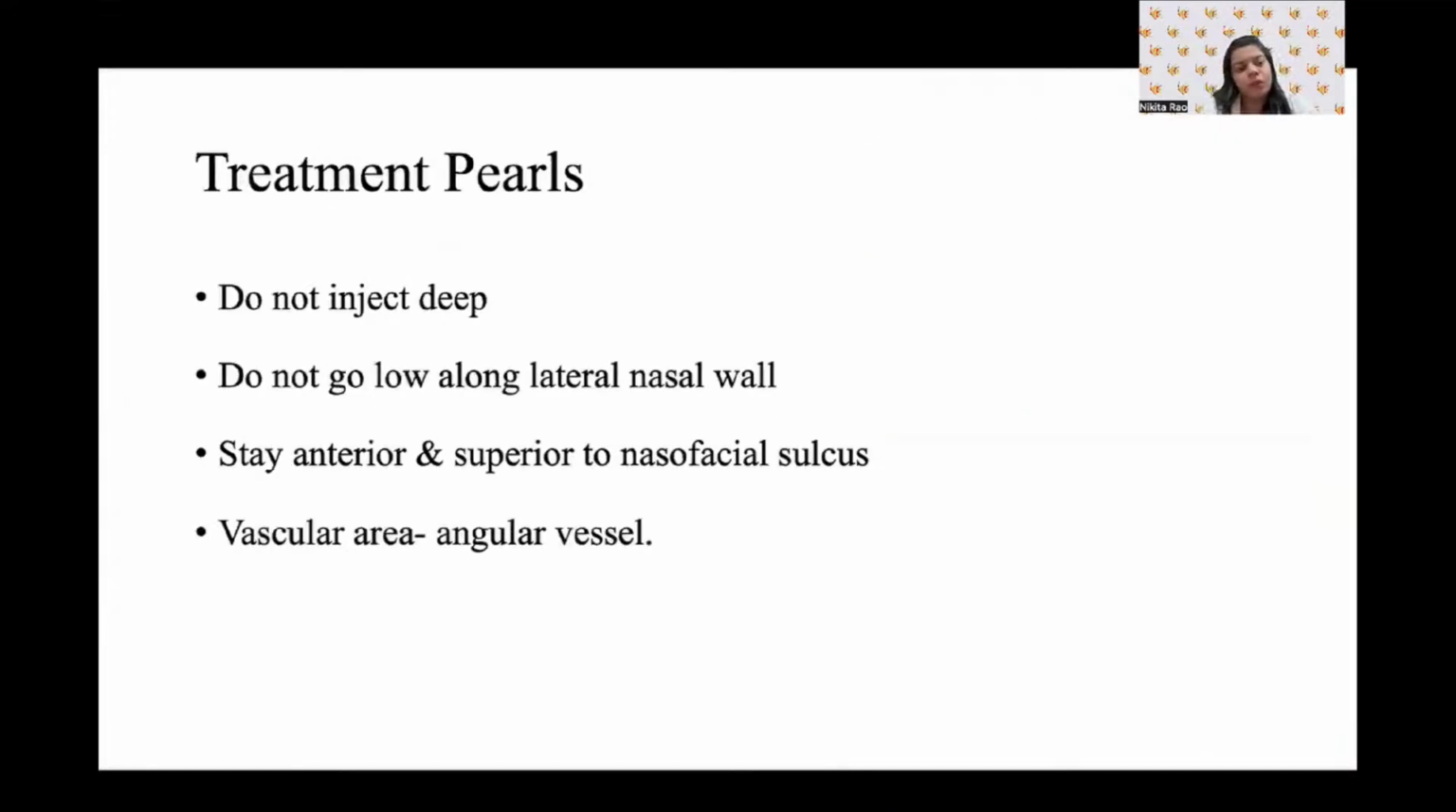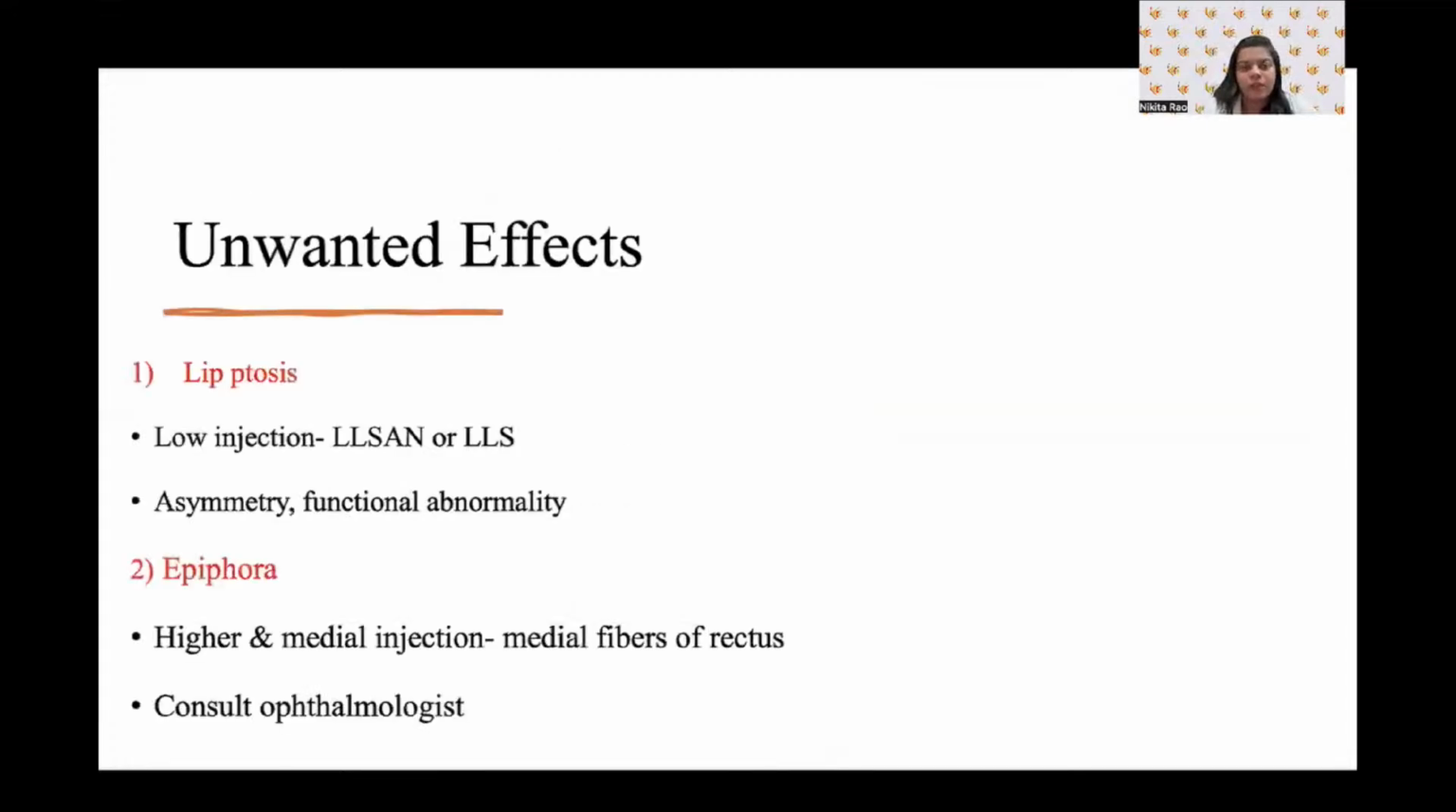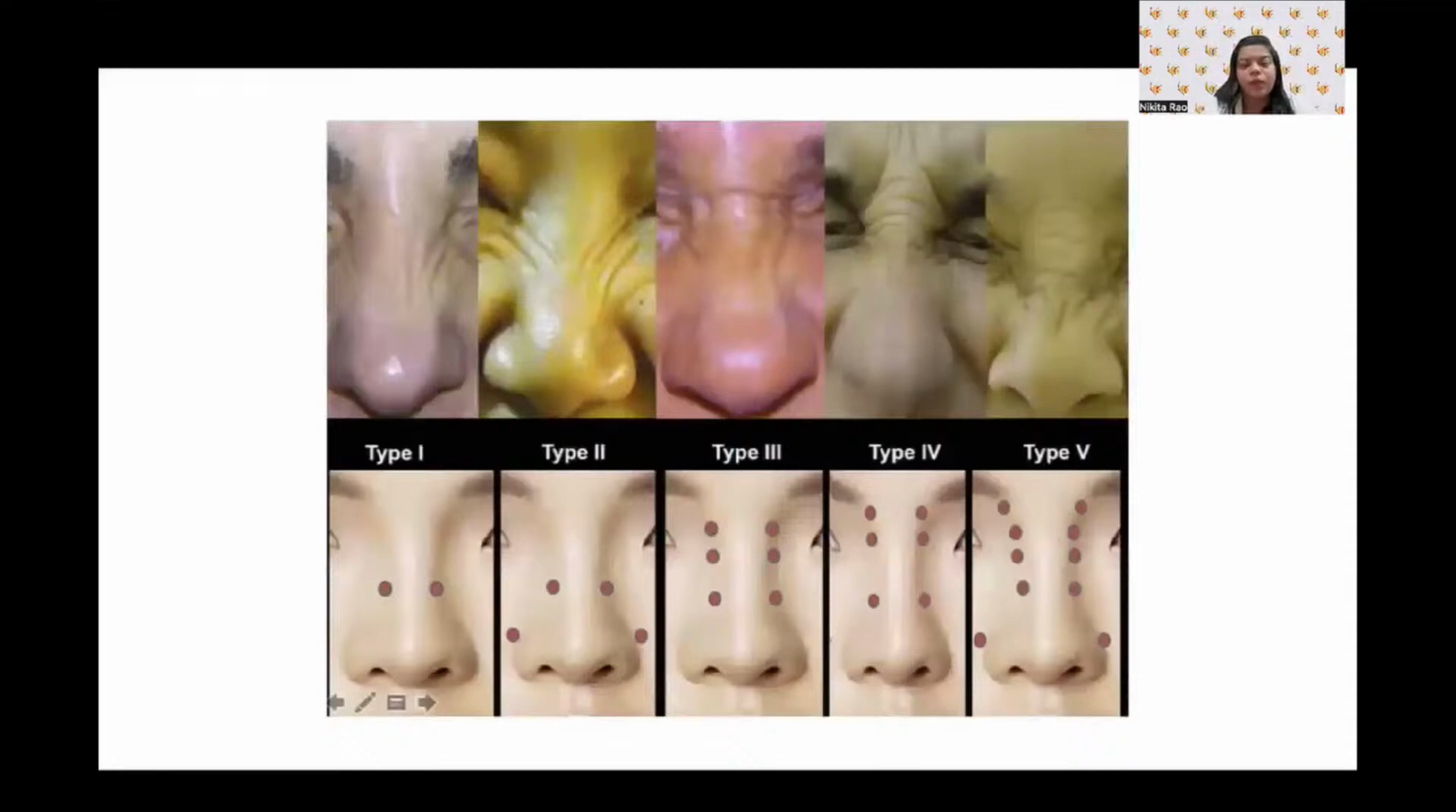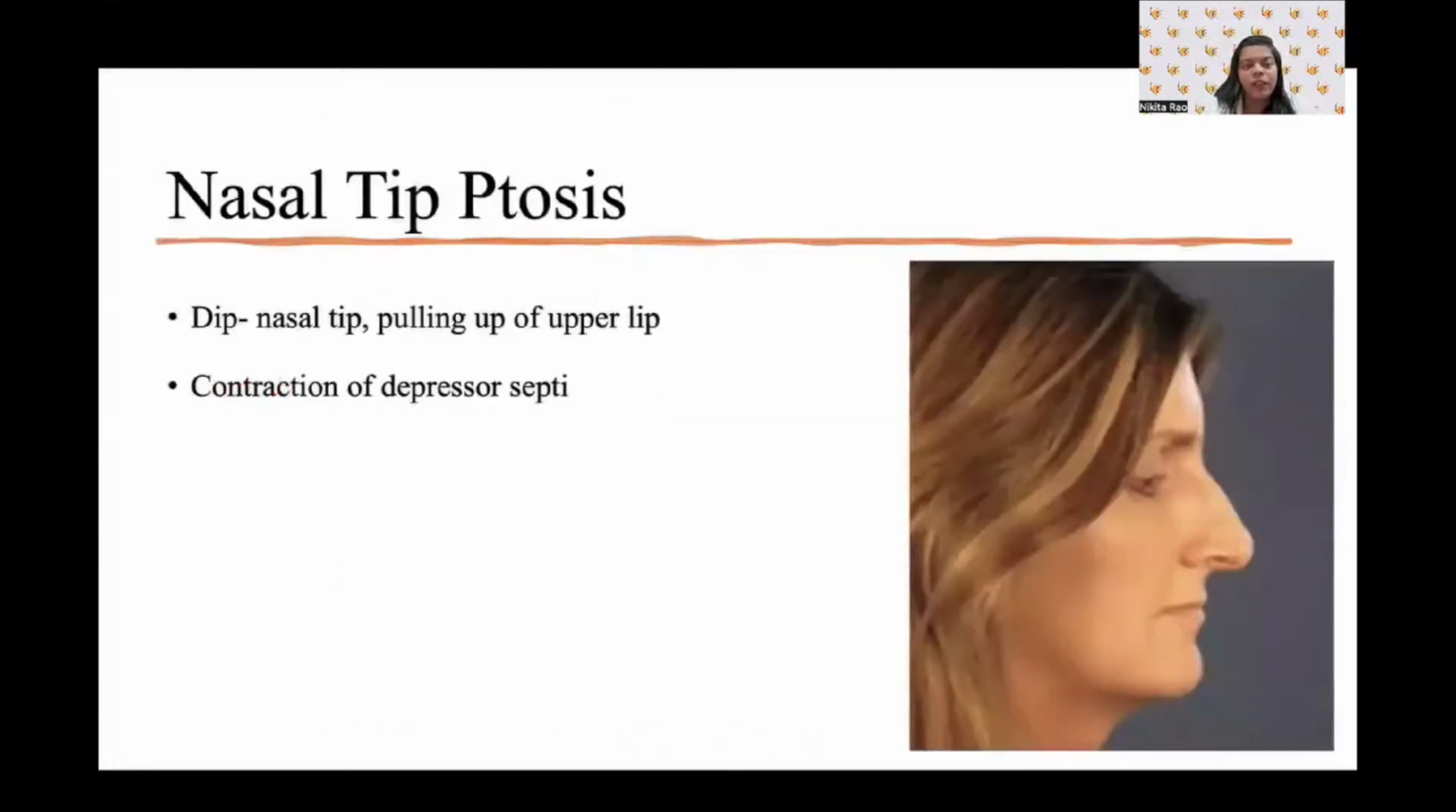Points to be remembered are: do not inject too deep, do not go low along the lateral nasal wall, stay anterior and superior to the nasofacial sulcus and the vascular area due to the angular vessels. Unwanted effects can be lip ptosis due to lower injections; asymmetry and functional abnormality of the lips can also be seen. Then epiphora can occur due to higher and medial injections where medial fibers of the rectus are involved. So these are a few variations where injection points can be given for the bunny lines.